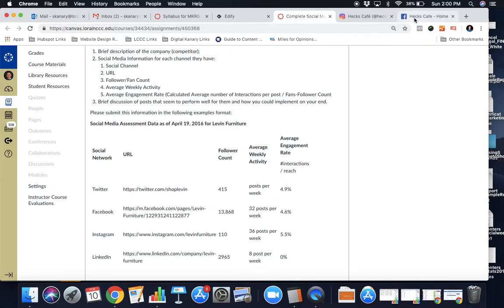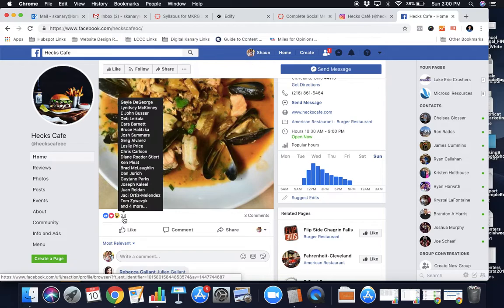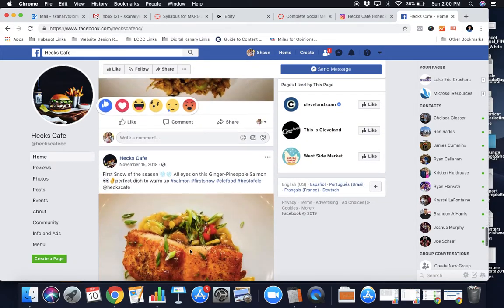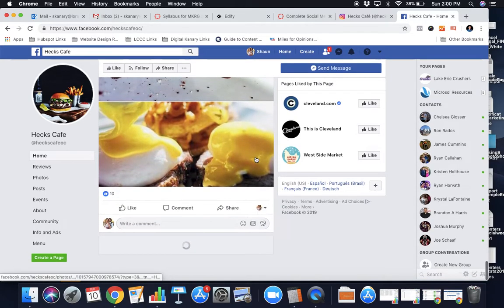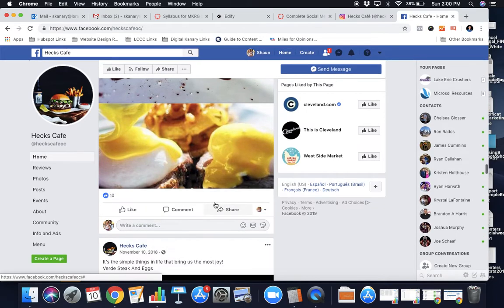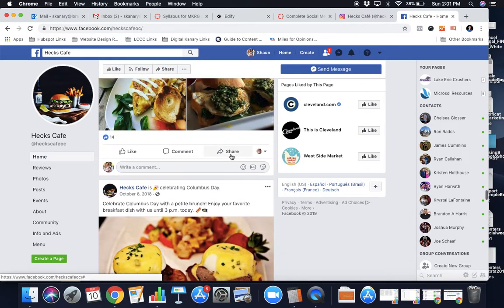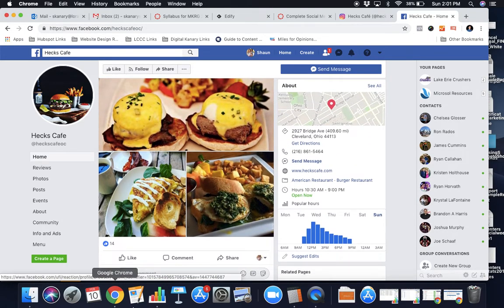Now let's figure out their engagement rate or interaction rate, if you will. We got 23 likes and 3 comments. 6 likes, no comments. 14 likes, 2 shares. 10 likes, no shares. 6 likes, 1 share. So I would say on average they get about 8 to 10 interactions.